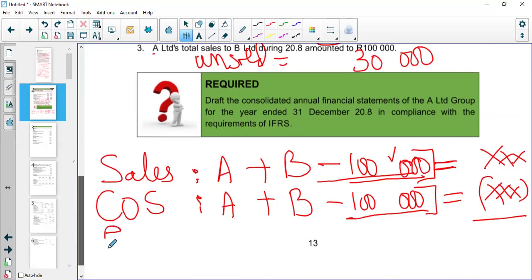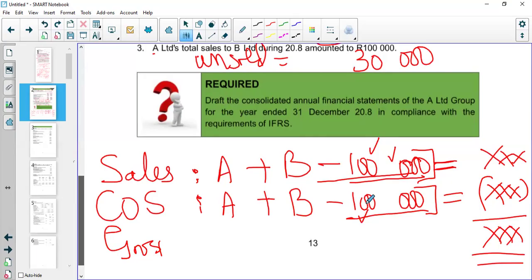Then you get your gross profit. Now, I said I want you to follow carefully. Do you see here that if we reduced the sales by 100 and we also reduce the cost of sales by 100, the profit is not going to change, because we have reduced the sales by the same amount that we're going to reduce the cost of sales.